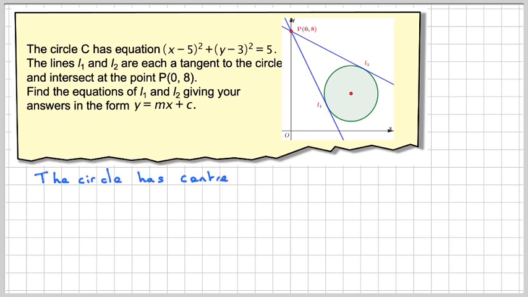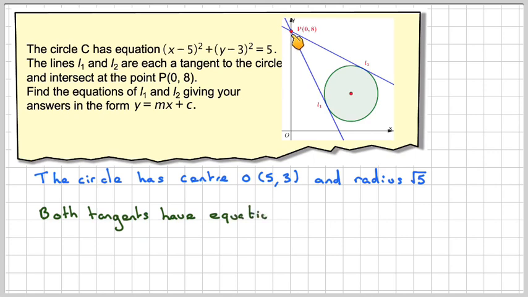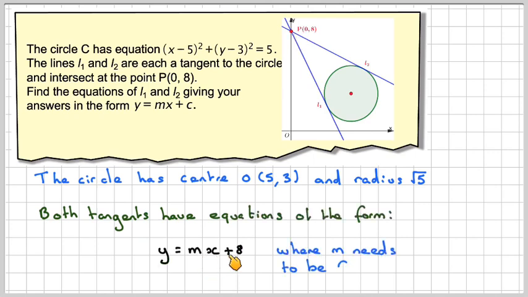Okay, so the circle has a centre (5, 3), which we can get from the equation of the circle, and a radius of root 5, which we can also get from the equation. Not really going to help us in this problem, but it's always good to know that. Now, because both tangents go through the point (0, 8), they will be of the form y = mx + 8, using the fact that y = mx + c and c is the y-intercept, where m will need to be found. So we'll need to find two values of m which satisfy these equations.